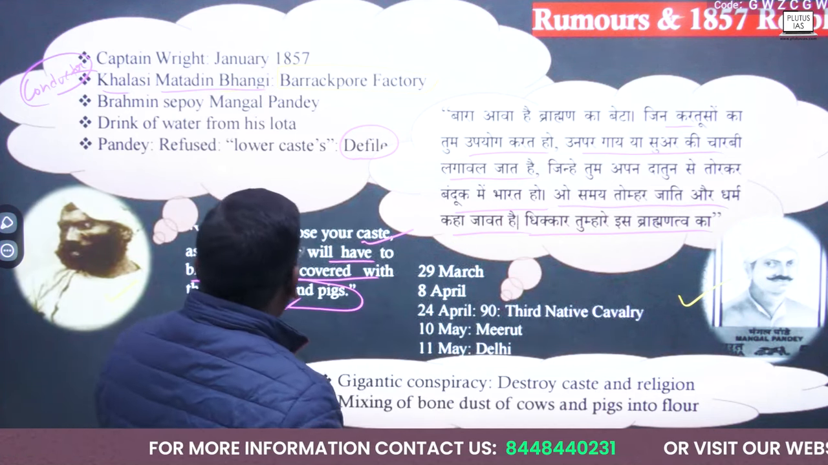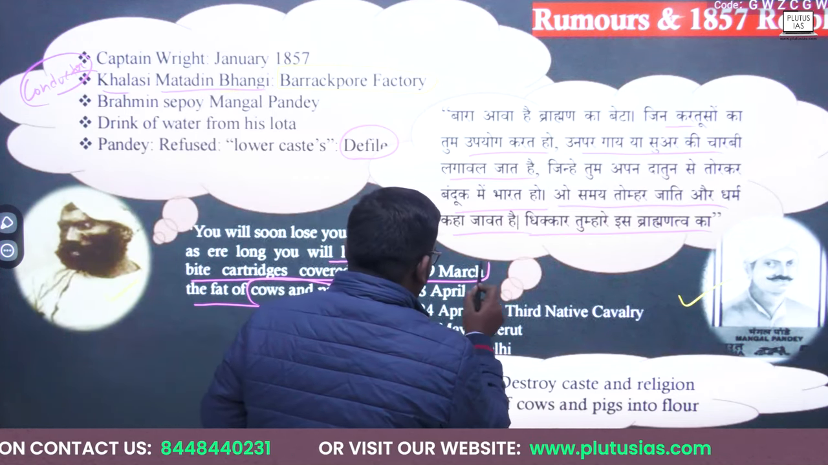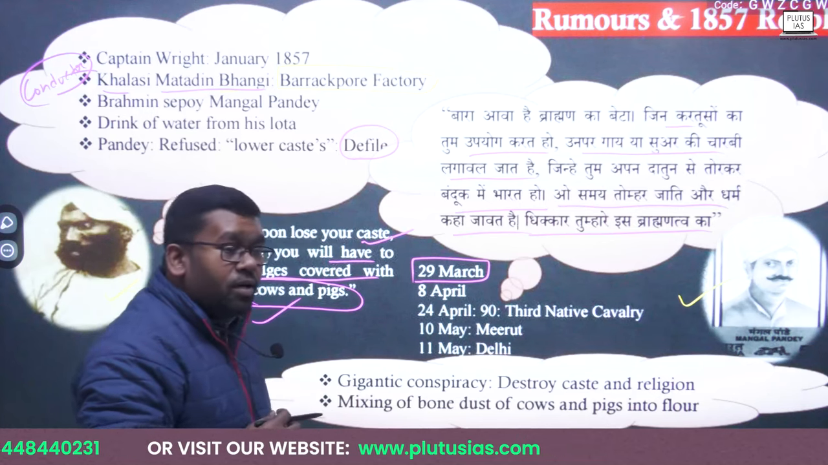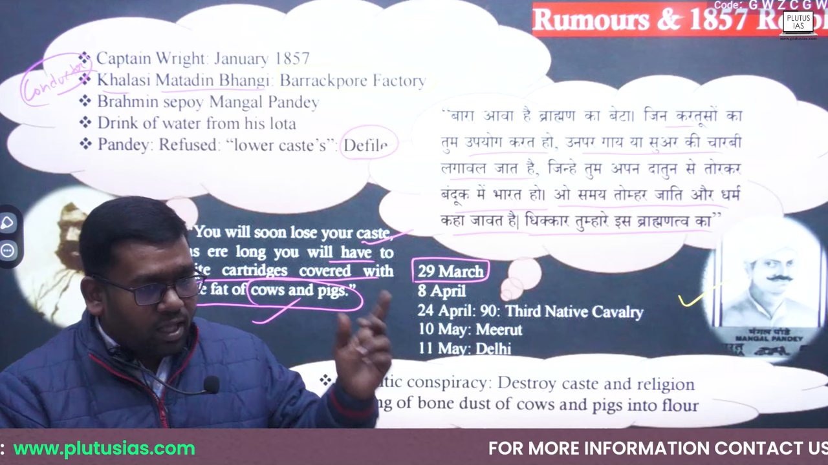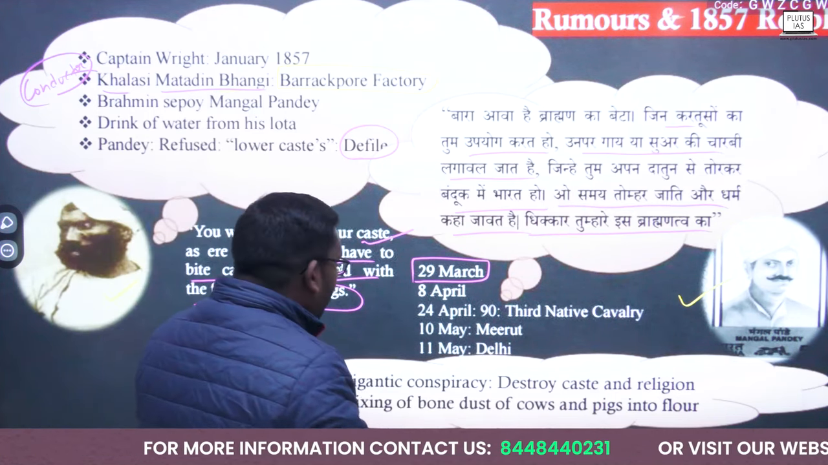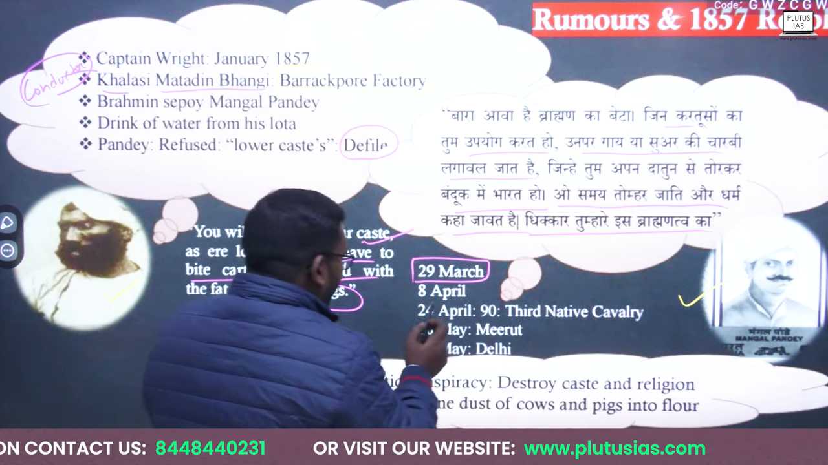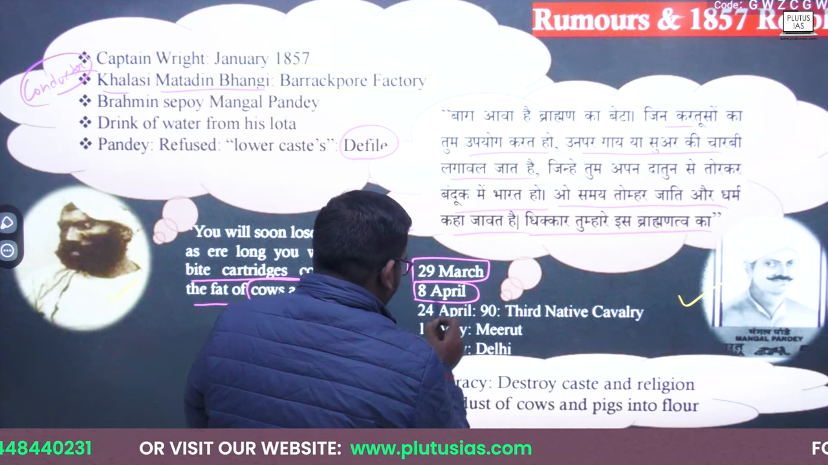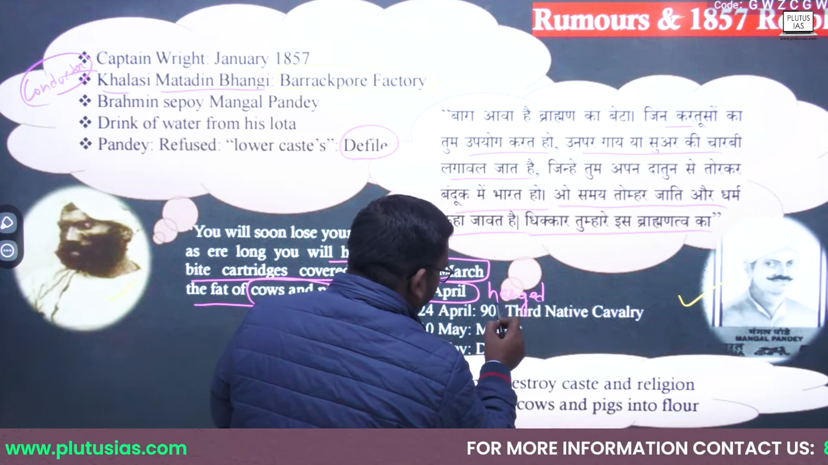It happened only in the month of March. On 29 March, Mangal Pandey revolted, saying he would not use that cartridge. So this is the way it started. When he revolted, he was hanged on 8th April. And then there was the Enfield rifle. Which one was it?